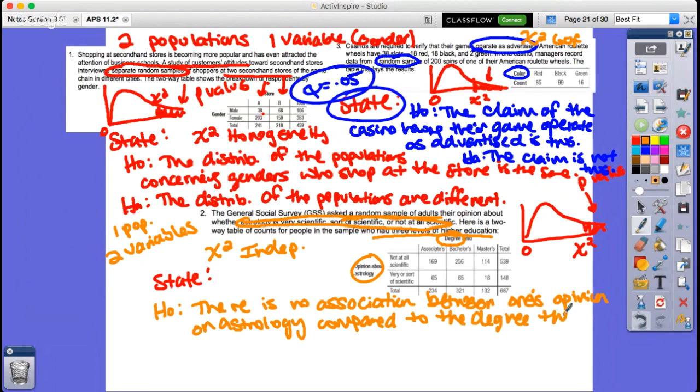Okay. And I'm not 100% sure on this. If you state context here, I mean, I guess you could put this too. But then I would say the alternative is there is an association between one's opinion on astrology compared to the degree they hold, okay? But you would put context here. So the state would be all of those things here, okay?